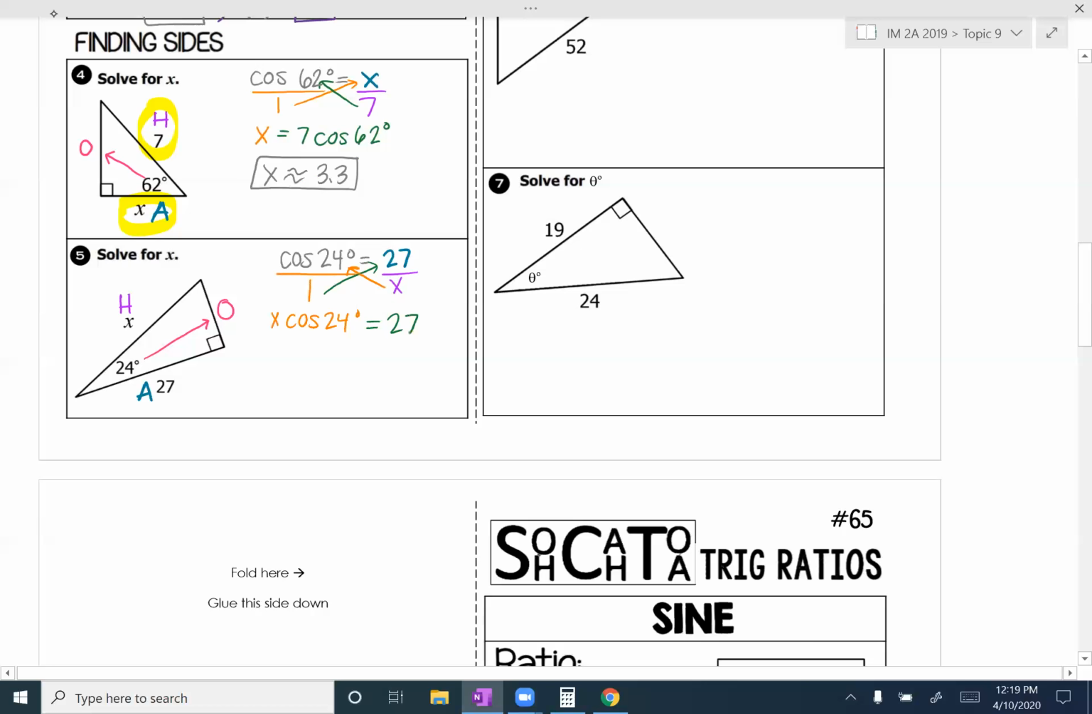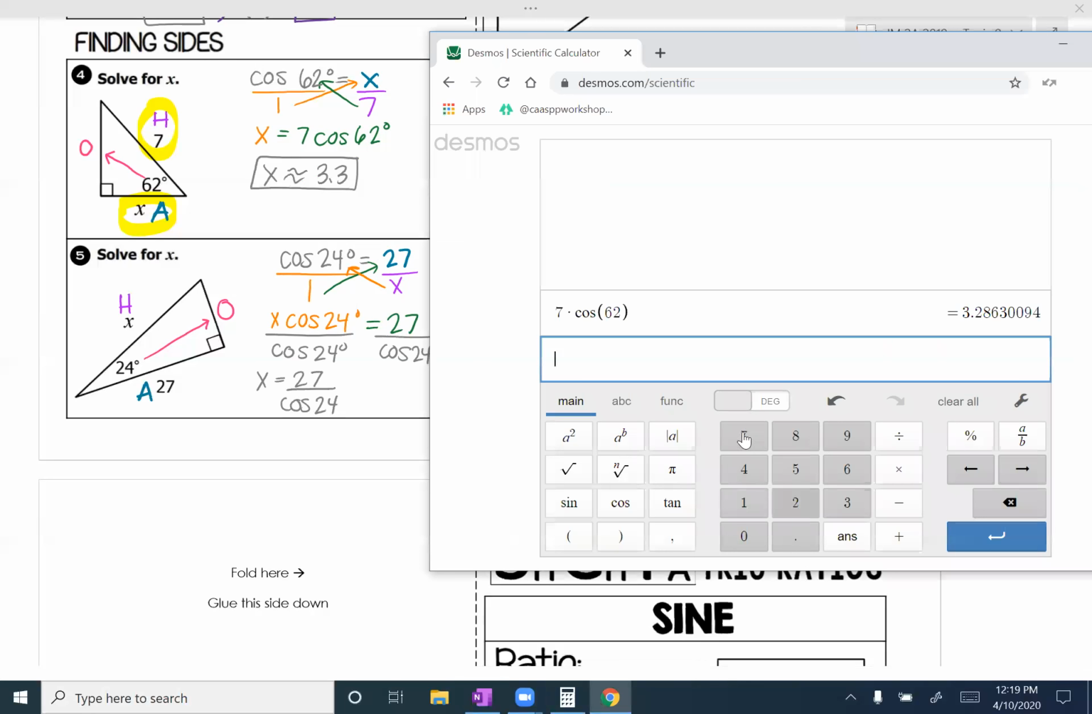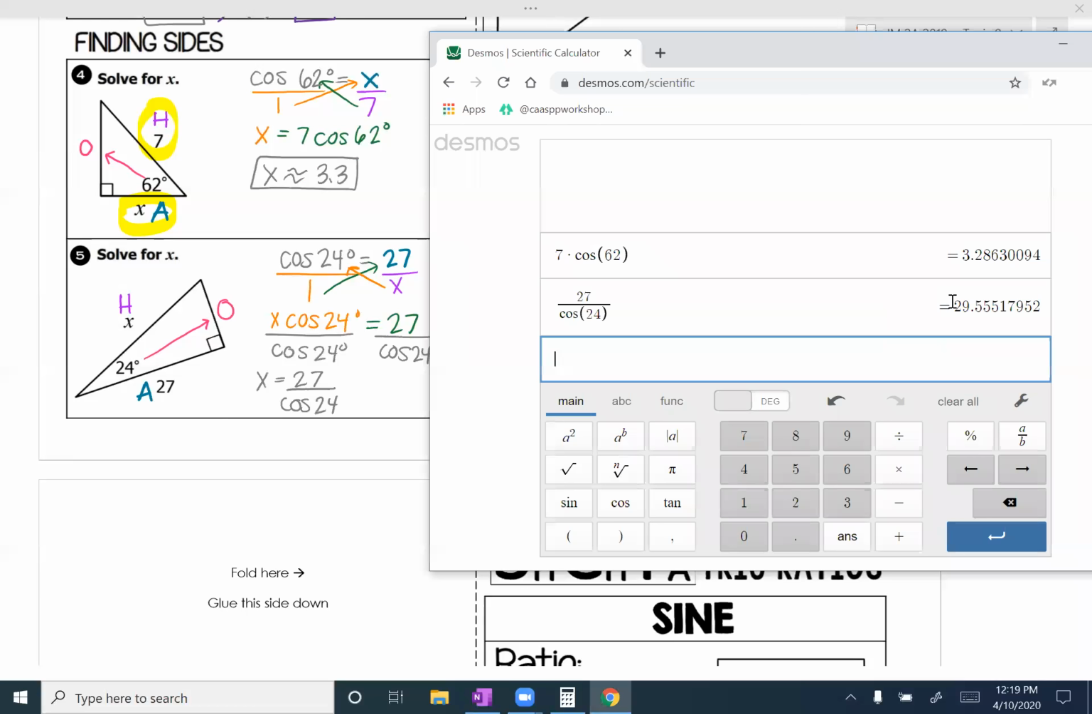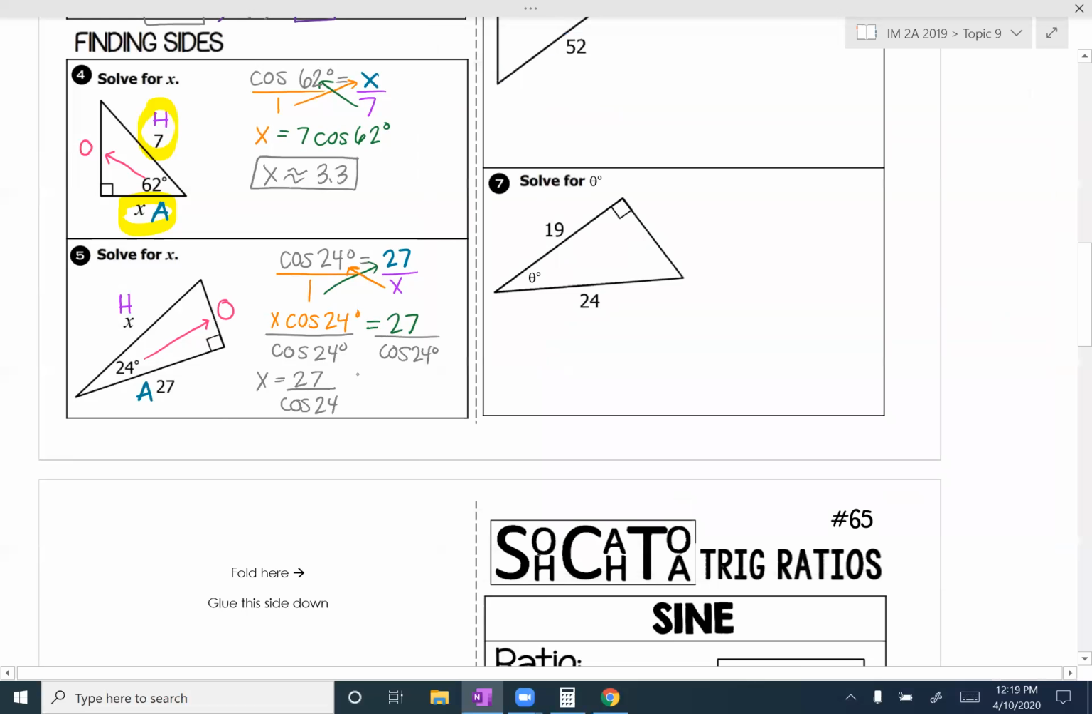Since x is being multiplied by cosine of 24, to isolate x I want to divide both sides by cosine of 24 degrees. So then x is equal to 27 over cosine of 24. If I open up Desmos and calculate that, so I'm doing 27 divided by cosine of 24, that gives us 29.55. So that's going to round up to 29.6. So this is about 29.6.